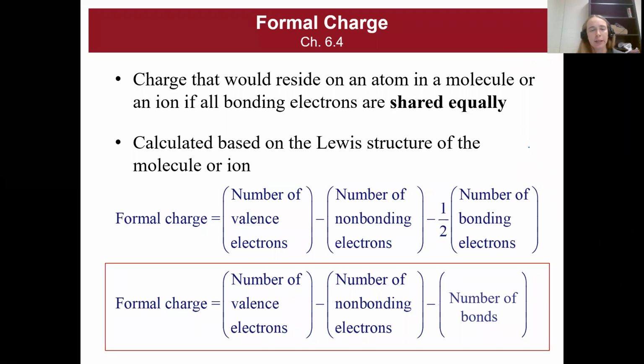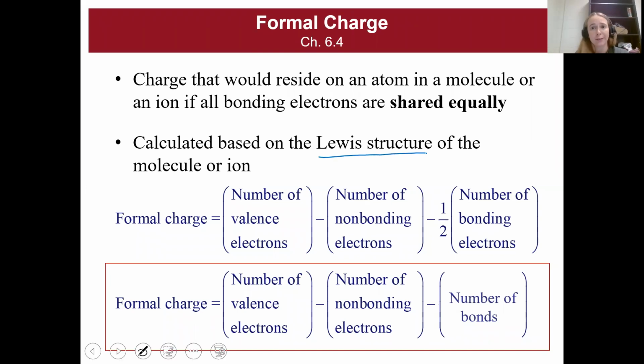Alrighty, so now we're going to talk about something called formal charge. Formal charge is the charge that would reside on an atom in a molecule if all of the bonding electrons were shared equally. So if each atom in the molecule or the ion was claiming all of those electrons as their own and sharing equally. All right, so the formal charge is calculated based on the Lewis structure.